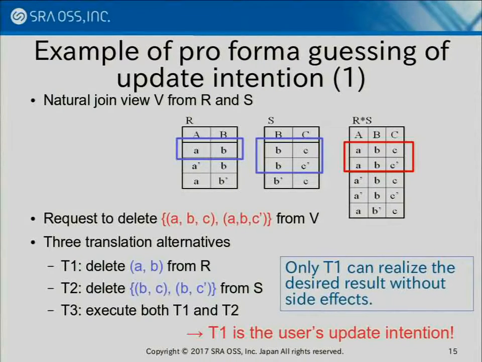Here is an example of pro forma guessing of update intention. There is a natural join view from relations R and S. If deletion of ABC and ABC dash from this view is requested, there are three translation alternatives: T1, delete AB from R; T2, delete BC and BC dash from S; and T3, executing both T1 and T2. From these alternatives, only T1 realizes the desired result without side effect. So T1 is the user's update intention, and this view is updatable.